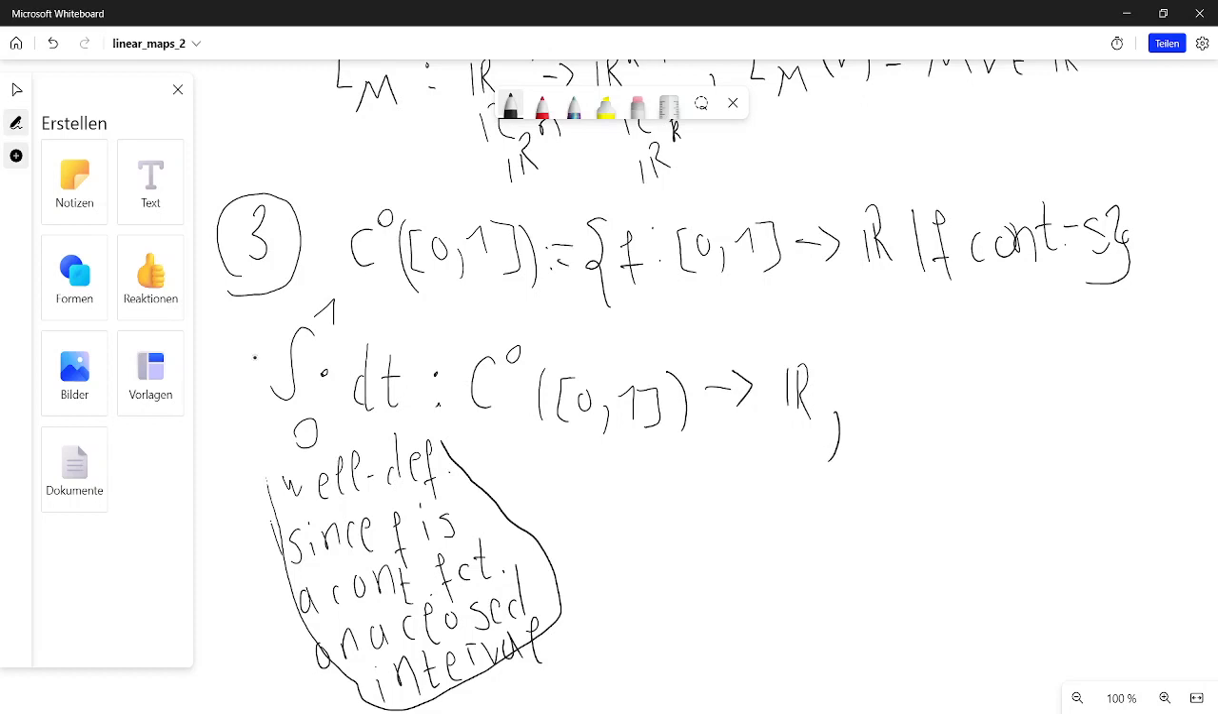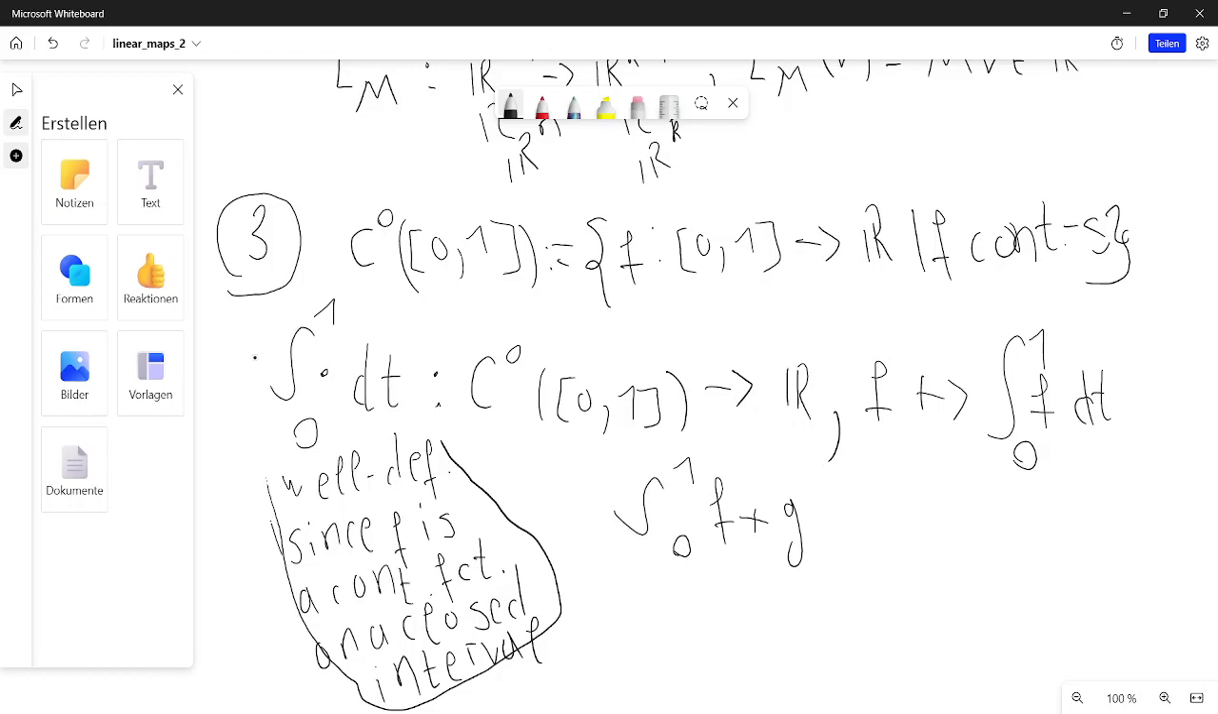Right. And what could that do? Well, of course, it assigns to each f the number which is exactly this integral. And that it is linear, well, it's just linearity of the integral, right? Yeah, that this is a vector space. You should have checked last time yourself, but yeah, it's easy.